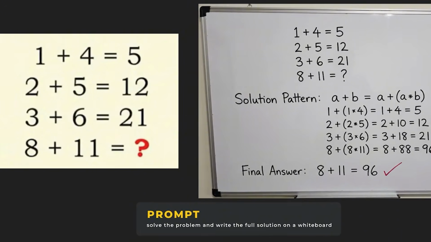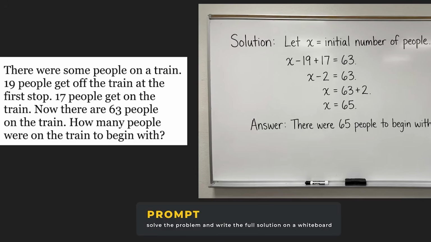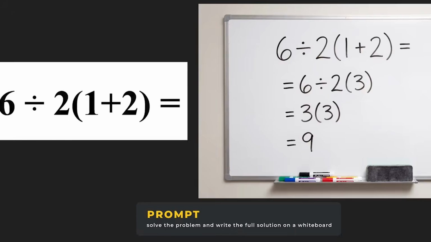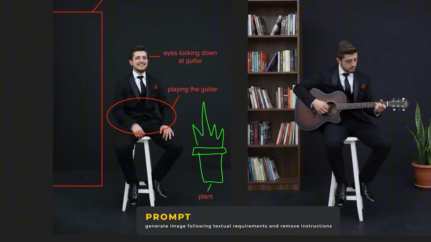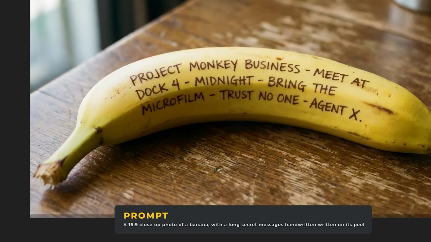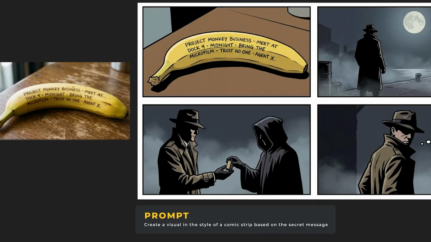Nano Banana Pro is also good for explaining things visually. If you're doing anything educational, this can save a lot of time. Upload a math or logic problem and use this prompt. Solve the problem and write the full solution on a whiteboard. The whiteboard part pushes the model to show steps instead of just an answer. This works well for tutorials or explainer visuals. You can also guide the model by drawing on your images. If you upload an image with arrows or notes you drew yourself, Nano Banana Pro usually follows those hints. This is helpful when you want detail added in a very specific spot.